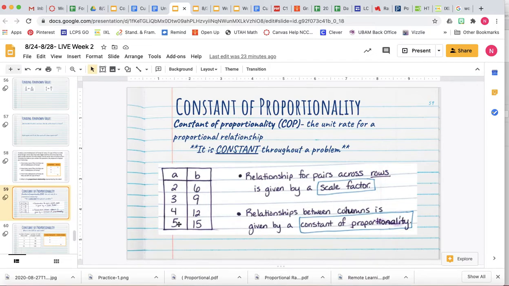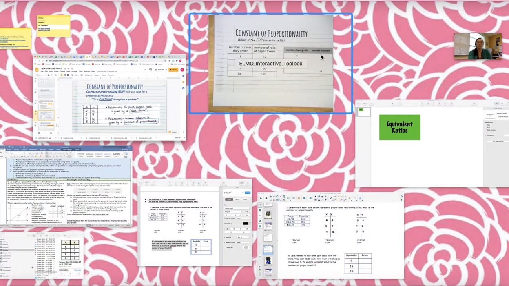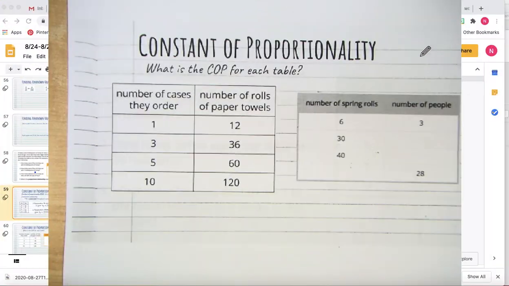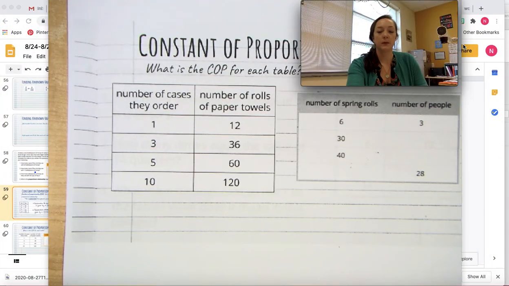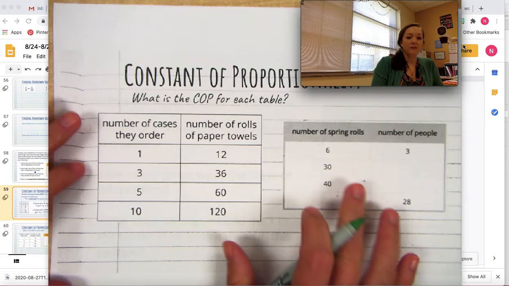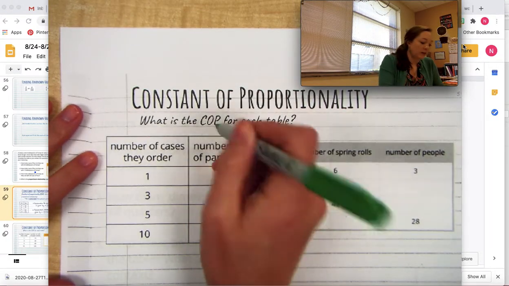So for this table that was in your notes, we said that between the pairs in a row, you're just multiplying by a scale factor. But between this entire set of information for A and the entire set of numbers for B, the relationship is a constant of proportionality. So let's explore it just a little bit. So I've got 2 tables here, and I want to find the COP.